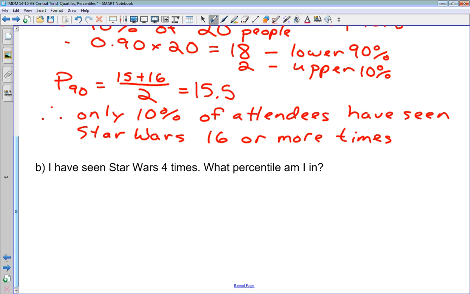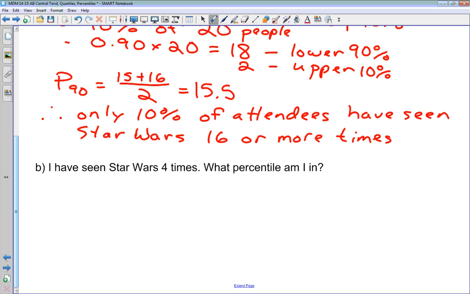Now, I have to round that 15.5 off because it doesn't make sense to talk about having seen it 15.5 times, but whether I round it up or down is going to depend on what I'm saying. If I'm interested in the people who have seen it more than that P90 value, I'm going to round it up to 16 and say 16 or more. If I was interested in the lower 90%, I would say that 90% of the people had seen it 15 or fewer times. So you round up or down depending on the context.